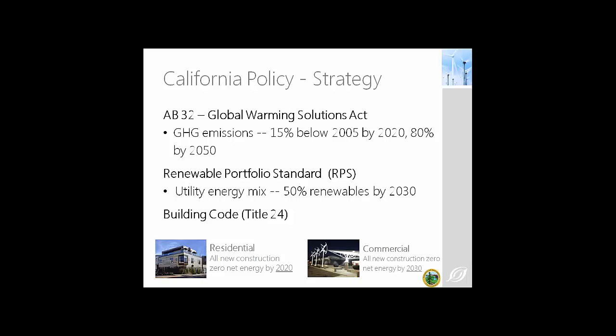We also have our building code with Title 24 in California that is requiring some very strict energy efficiency practices in building. So in the residential side, all new residential construction must be zero net energy by 2020. And on the commercial side, it's all new commercial by 2030 must be zero net energy, which means that the building produces as much energy as it consumes with renewable power over the course of a year. So that could be through solar panels or wind, anything like that.